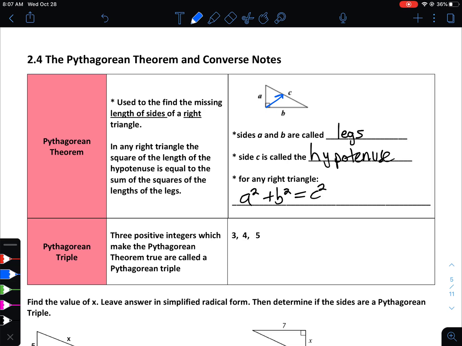Now, when we talk about the Pythagorean Theorem, there are some special types of triangles which are called Pythagorean triples. And so a Pythagorean triple is any time that you have three positive integers which make the Pythagorean Theorem true. As an example of that, 3, 4, 5 is the smallest Pythagorean triple. And so if you take 3 squared plus 4 squared, you actually do get 5 squared. To show you that that works, 3 squared is 9, 4 squared is 16, 5 squared is 25. 9 plus 16 is 25, and 25 does in fact equal 25.